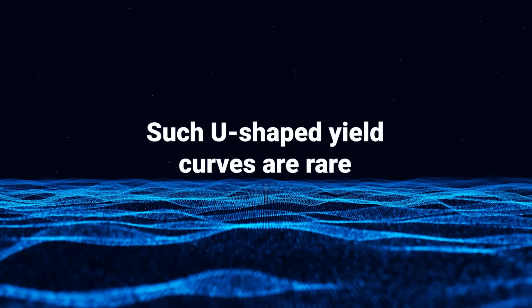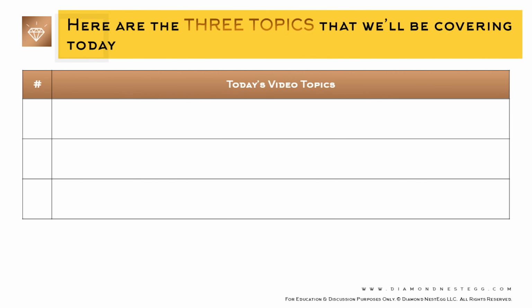Such U-shaped yield curves are rare. They've only happened a few times in recent US history, and all of those times have foreshadowed or coincided with major financial crises. So, with that in mind, here are the 3 topics that we'll be covering today.